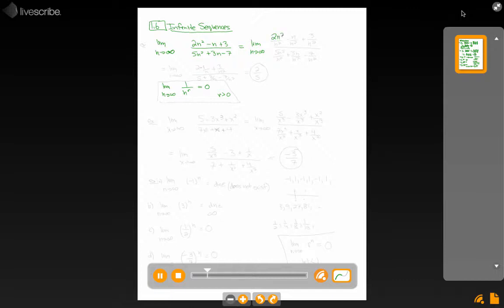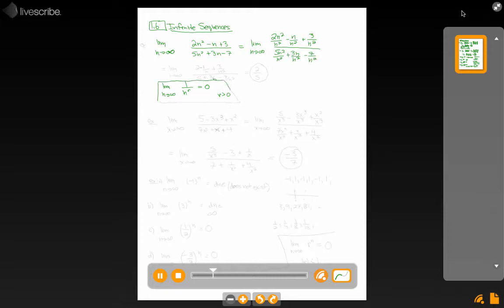So I've got 2n squared over n squared minus n over n squared plus 3 over n squared, divided by, same idea on the bottom, 5n squared over n squared plus 3n over n squared minus 7 over n squared. That seems kind of weird.